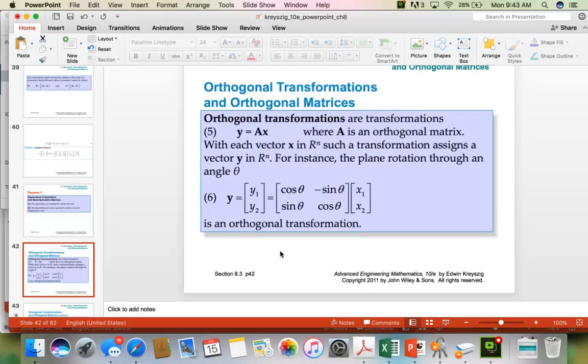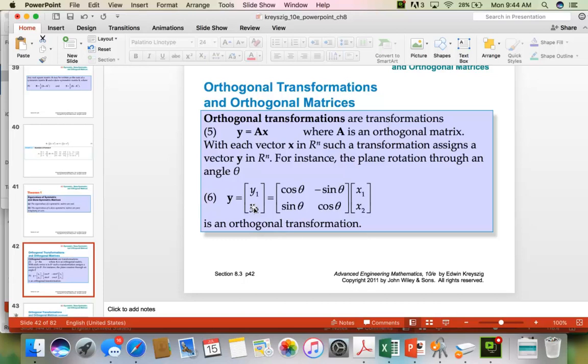Now we want to talk about an orthogonal transformation. An orthogonal transformation is y equal to Ax, where A is an orthogonal matrix. Our original matrix was x, and as you see, it's a column matrix with x1 and x2. In this example, this matrix of trigonometric functions is an orthogonal matrix, and we're doing a transformation to get the column vector y.